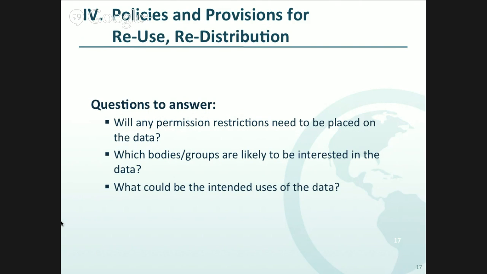The fourth area is the policies for provisions, reuse, and redistribution. So the questions here include, will permission restrictions need to be placed on the data? So if the data can be shared, can it only be shared with certain people or under certain circumstances? And how does that all get managed? Some sort of curatorial interest about who might want to use this data, how might they want to use it. It's sort of a speculative question. And the same thing goes for the last question there, the intended uses.